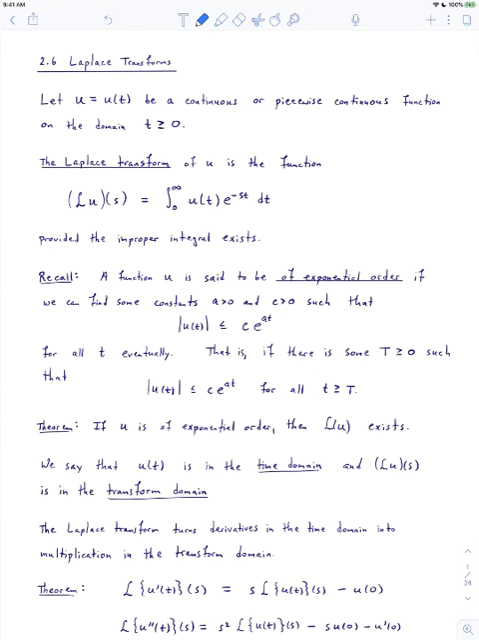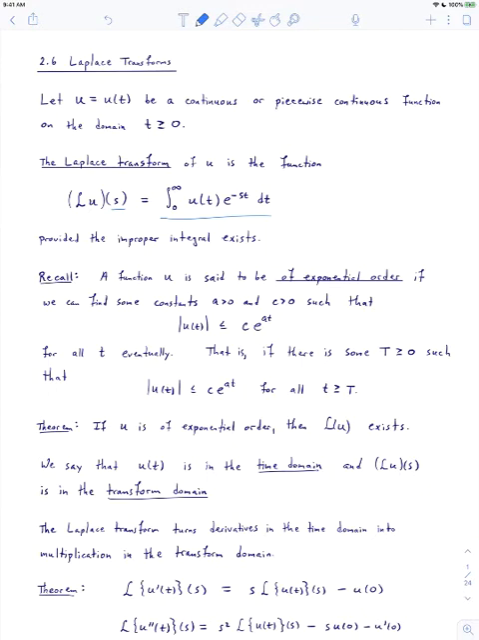We define the Laplace transform of u at s to be equal to the improper integral from 0 to infinity of u at t times e to the minus st dt, provided of course that this improper integral exists. There are certain classes of functions where we know that this improper integral does converge.